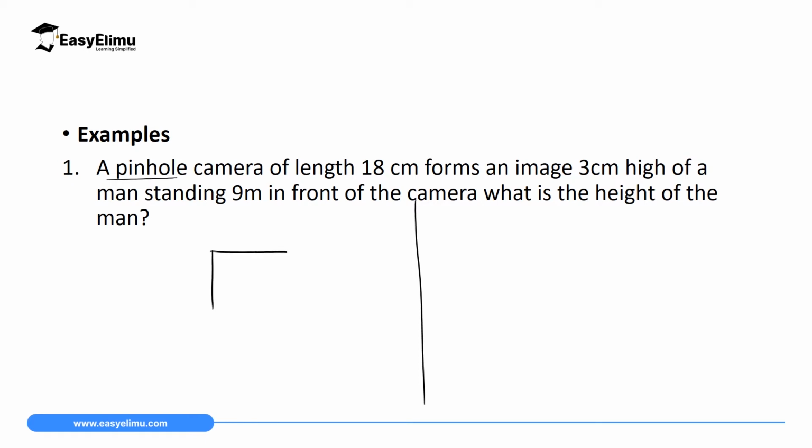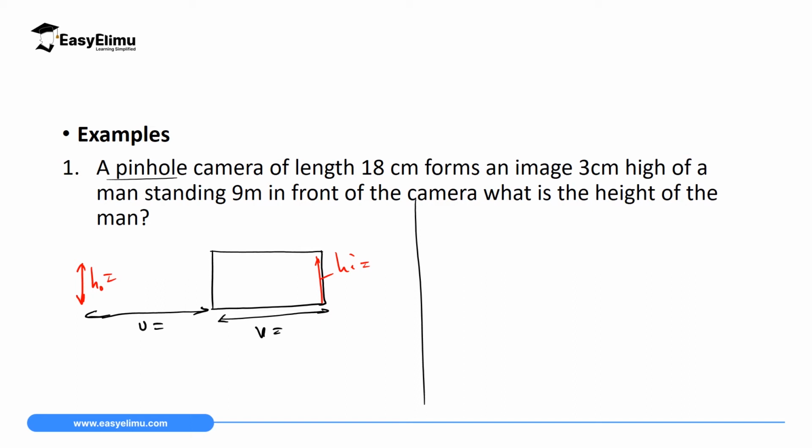Remember, we said a pinhole camera has a screen where the image will be formed. So here, the image will be formed here, HI. Then the length of the pinhole camera is the same as the image distance, V. Then we have the distance where the object is placed in front of the camera, which we call U, and then we have the object height, which we call HO.